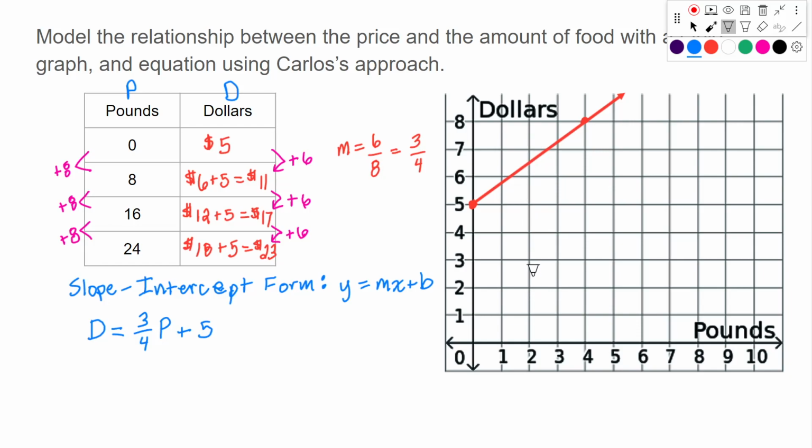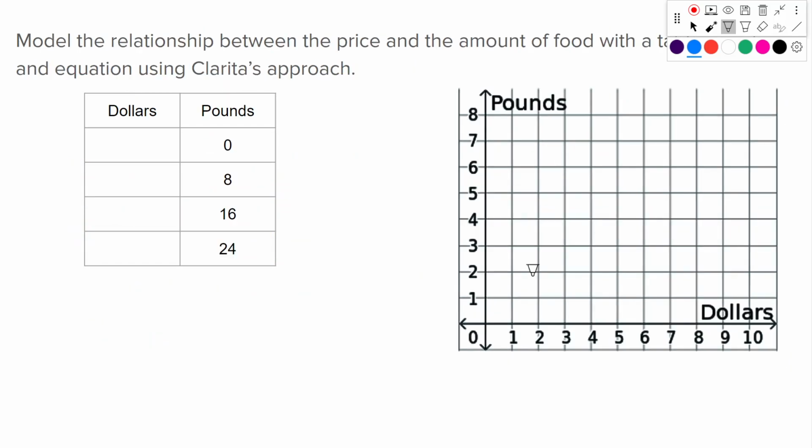Now his sister Clarita actually looked at it a different way from that, and she looked at it as, for so many dollars I can get so many pounds. Well, that's essentially the reverse or the inverse way of Carlos's view. So we would switch our columns.